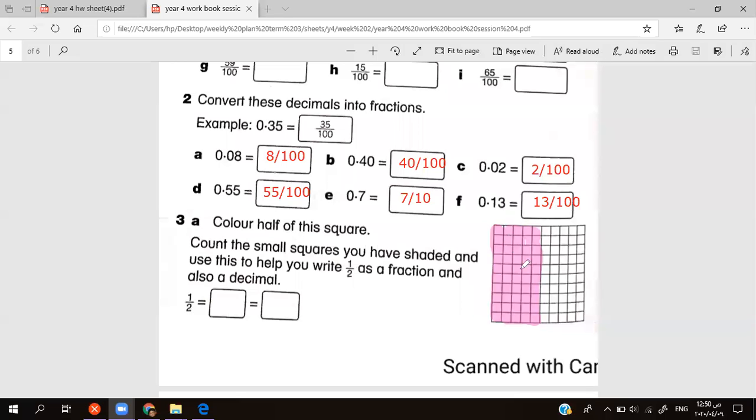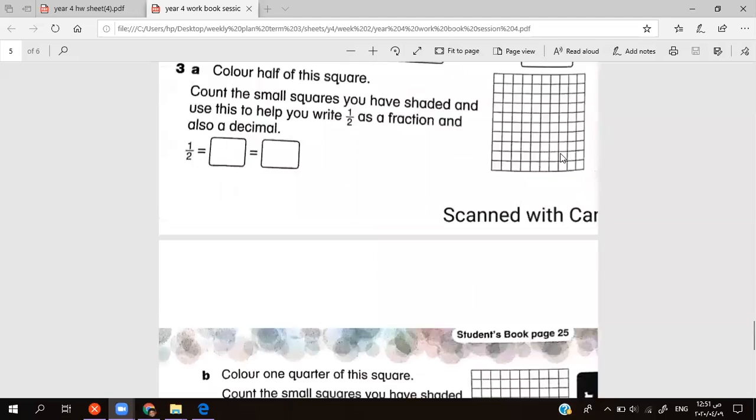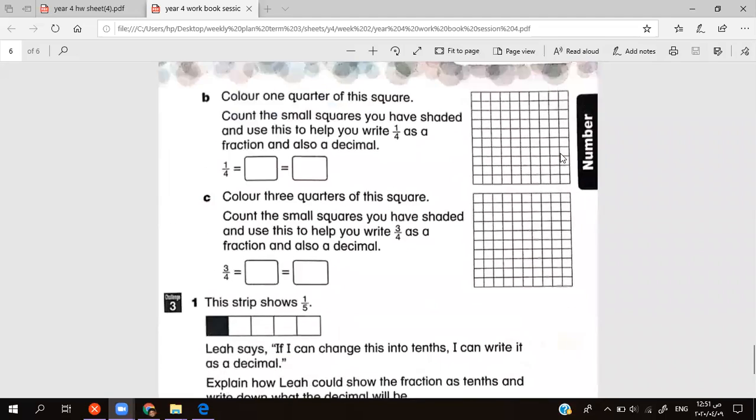Okay, so this is half the shape. So this half, you shaded how many? I shaded 50. 50 from how many, Year 4? 50 from 100. Now can I turn this 50 over 100 into a decimal? Yes. My decimal will move 2 places and it's gonna be 0.50. Go please to the next page.